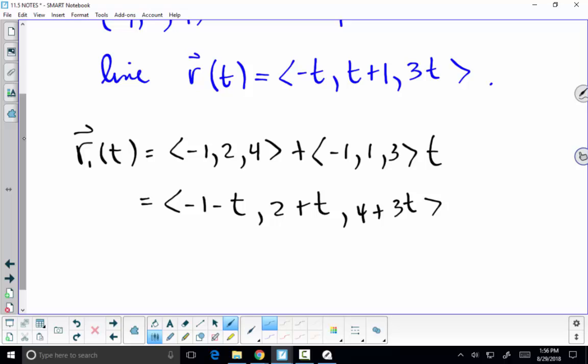Which form do you prefer us having? Does it matter? This form versus that form? This is better. When you're asked for the vector form of some curve, you always want it as one vector. This is considered the sum of two vectors as opposed to a vector. So the vector form combines everything.